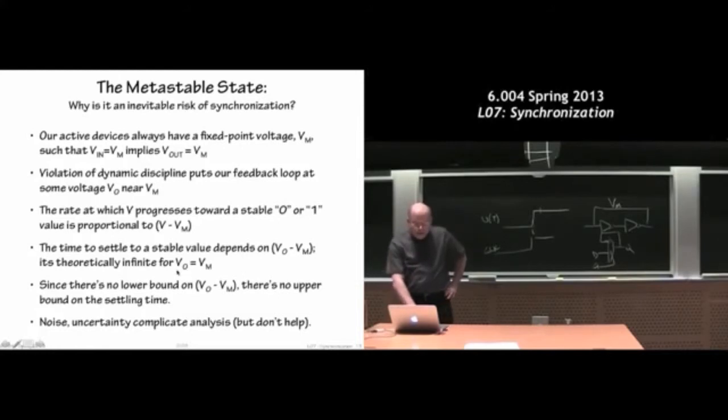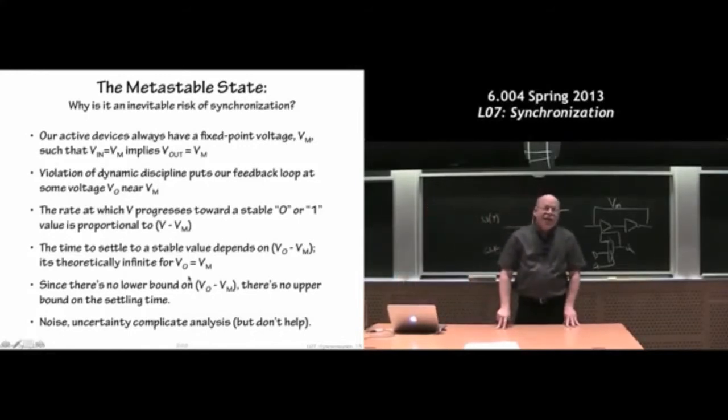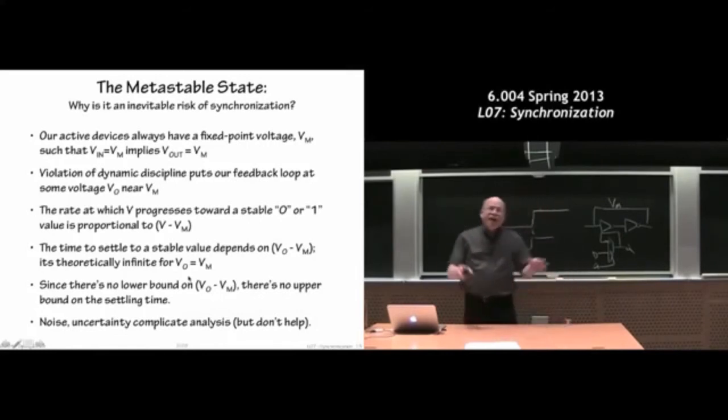It's theoretically infinite if they're exactly at the middle point, but we're never going to be exactly at the middle point. Since there's no bound on how close we can come, there's really no bound on how long it's going to take to get to that stable point. If you rule equality out of physical measurements, you can at least buy into the argument that as these things get closer and closer together, the time it will take to roll back down the hill gets longer and longer as I get closer to the middle point.